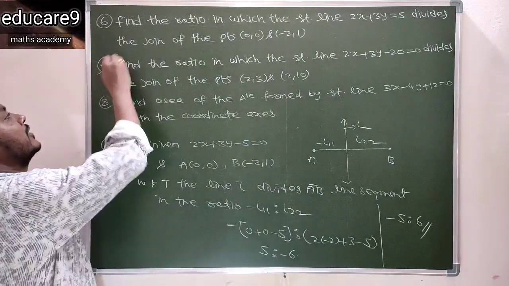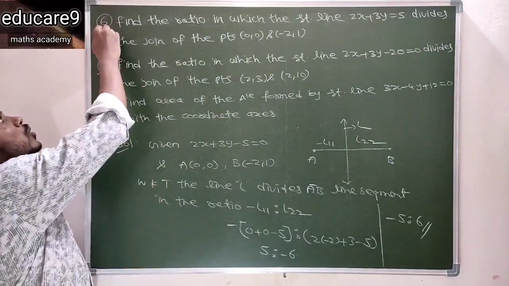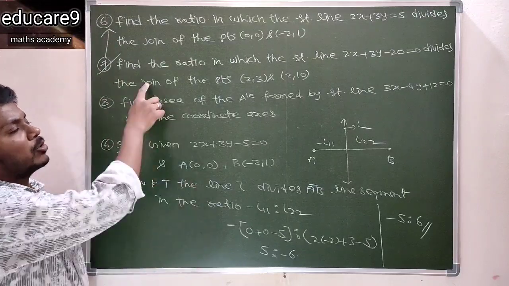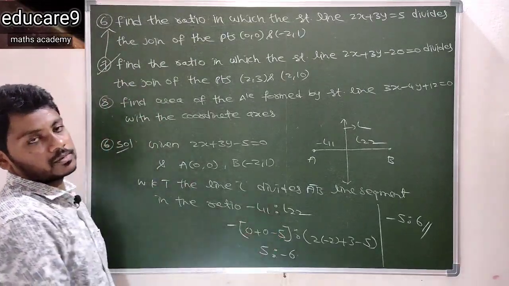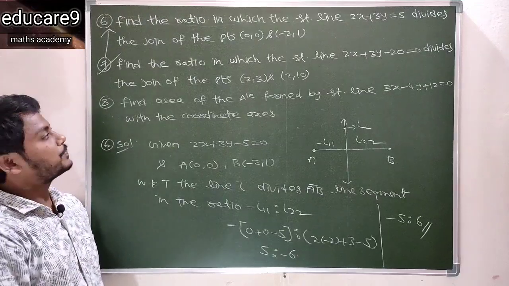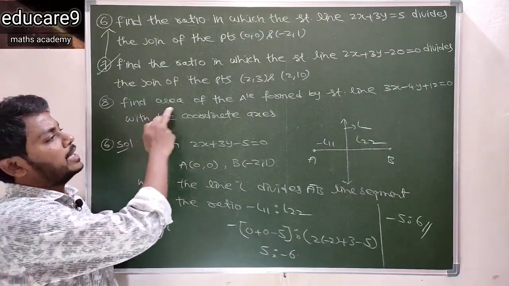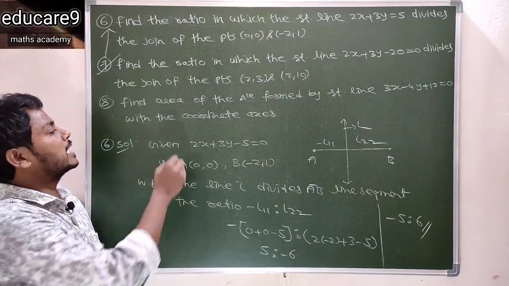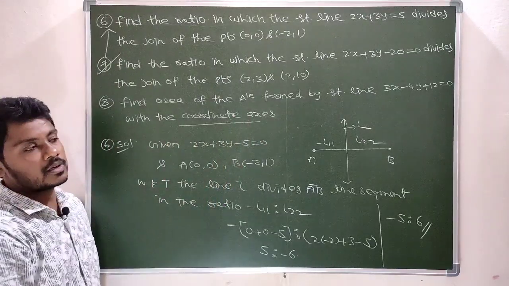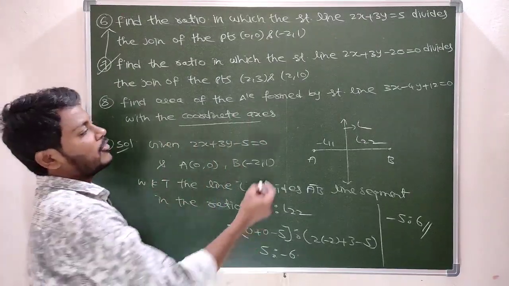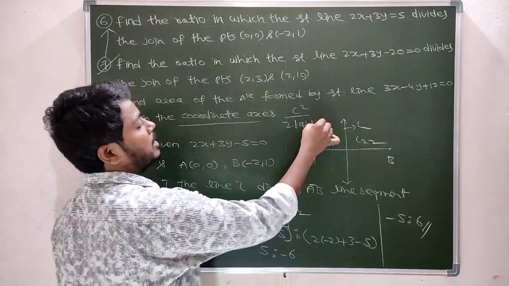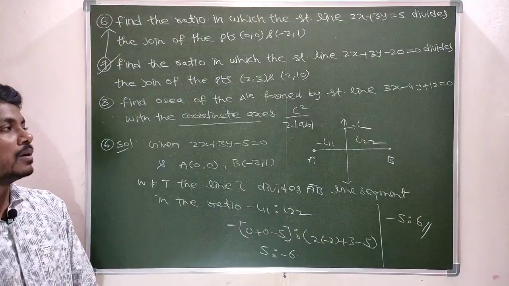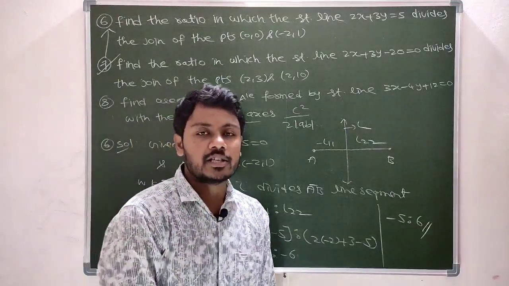So try to solve the 7th question. This is similar to the 6th one. So here also we have to use this ratio, that is minus L11 is to L22. And the 8th one: find the area of the triangle formed by the straight line with the coordinate axes. Clearly we have to use the formula c square by 2 into mod AB. Okay. So for the next session we will discuss more concepts.